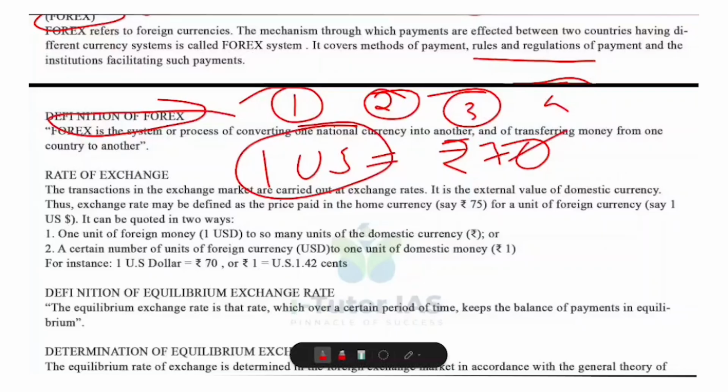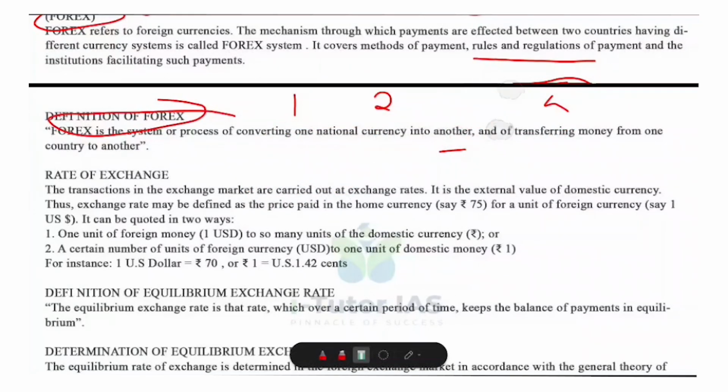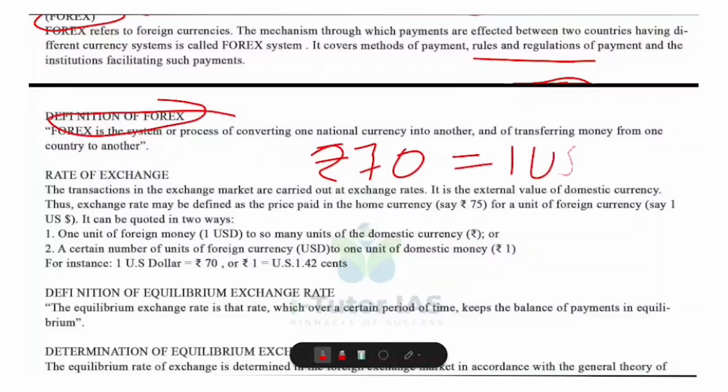So, how is exchange rate quoted? There are two ways to quote an exchange rate. What are they? Direct quote and indirect quote. What is meant by direct quote? Domestic currency per unit of foreign currency. For example, rupees 70 is equal to 1 US dollar. Here we are saying how much of our currency is needed for 1 unit of foreign currency.